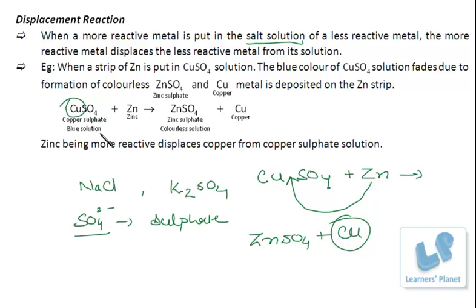Copper sulfate is blue in color. Copper sulfate solution is also blue in color. But zinc sulfate is colorless. See, the zinc sulfate compound is colorless. The copper sulfate salt is blue colored. Salt is not just the table salt which you're eating. Table salt is sodium chloride. There are many other salts available. So zinc displaces copper from copper sulfate and copper gets deposited on the zinc strip. This reaction is called a displacement reaction.